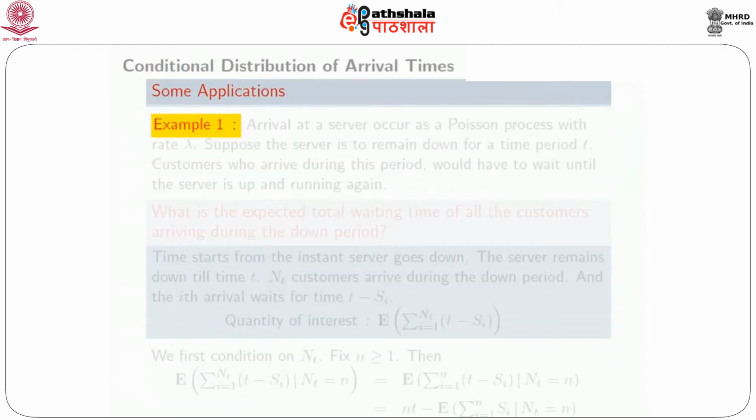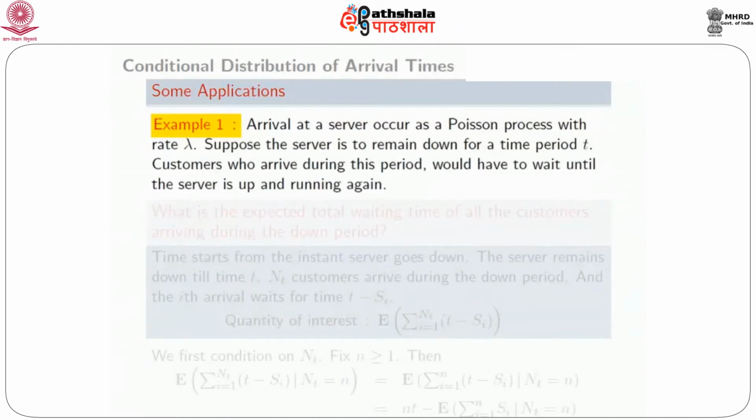So this has some interesting applications. So let's see some nice interesting applications. Start with example 1. Suppose arrivals at a server occur as a Poisson process with rate lambda. That means successive arrivals take place and that arrival process behaves like a Poisson process with rate lambda. Suppose the server is supposed to remain down for some time period t, and customers who arrive during this period would have to wait until the server is up and running again.